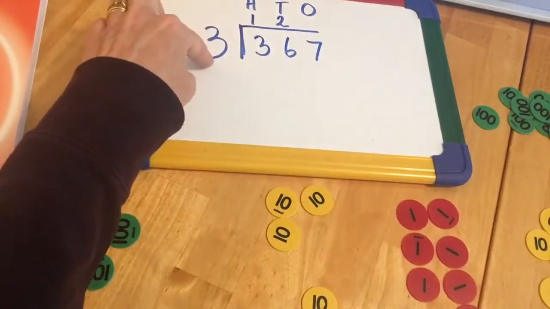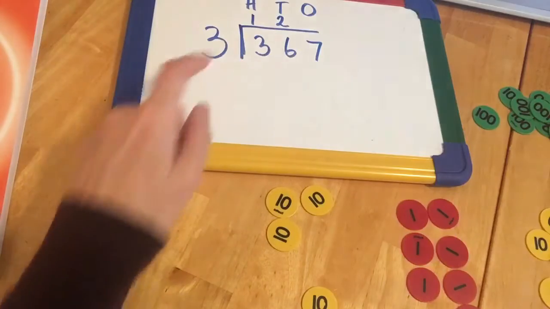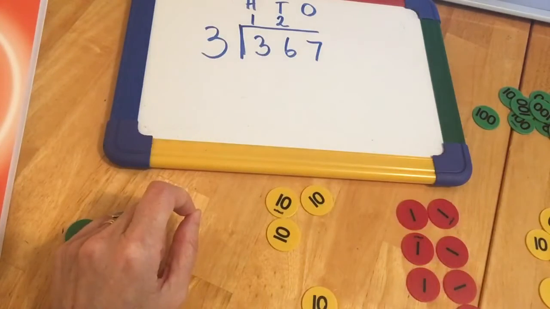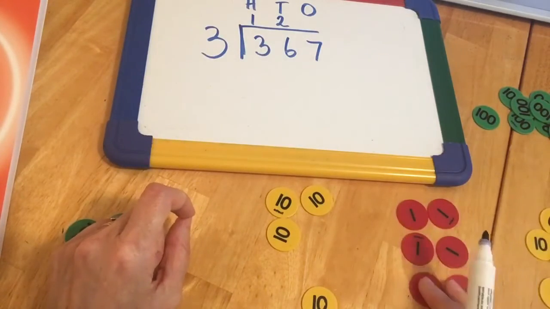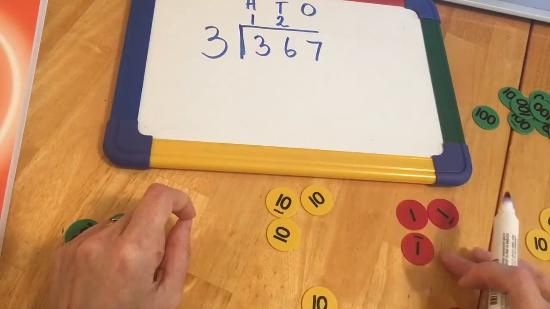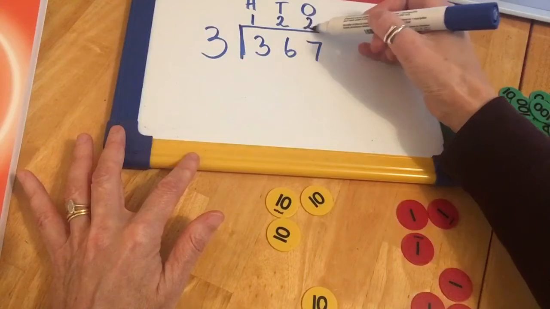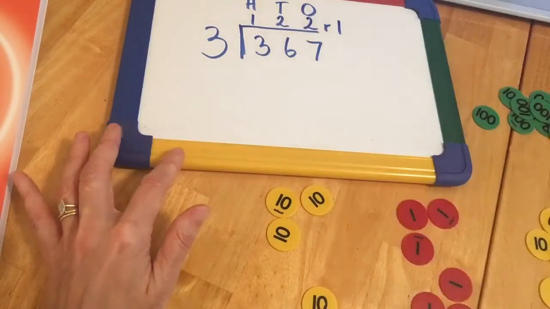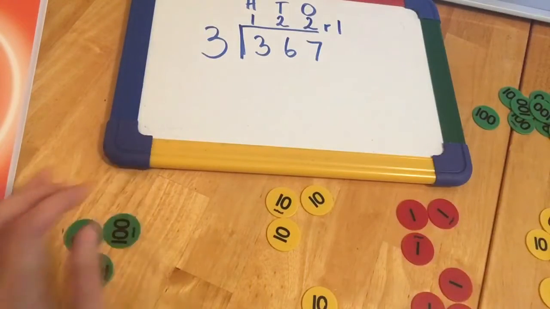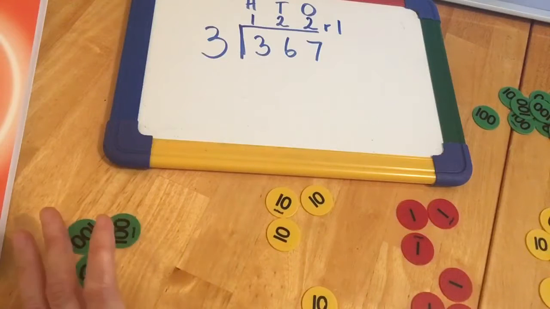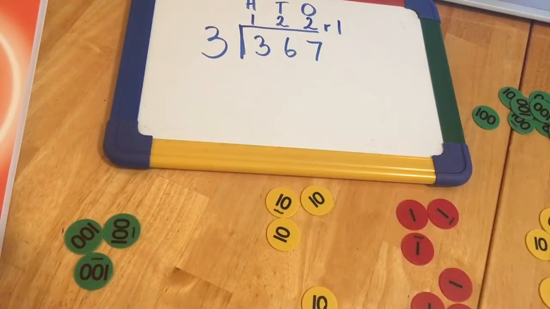So 2 groups of 3 makes 6 tens. And how many groups of 3 can I make out of 7 ones? I can make 1 group of 3, 2 groups of 3 with 1 left over. So I can make 2 groups of 3, and I can put 1 like that. So that's how I'd be modelling it. And you need to do an awful lot of work on that in year 4.